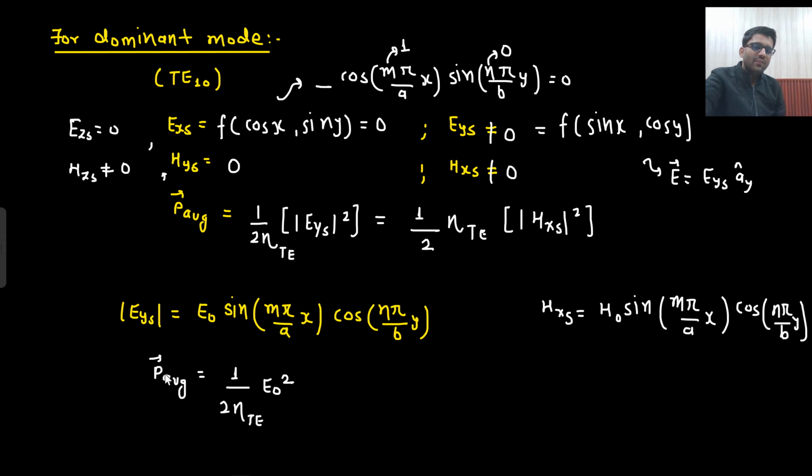So we can derive now with respect to the electric field. Then simply we will put eta H and we can derive for the magnetic field as well. So 1 by 2 eta TE naught square. So this is our P average. Now if I find the total power, what did I tell you? We need to do the integration of 1 by 2 eta TE.